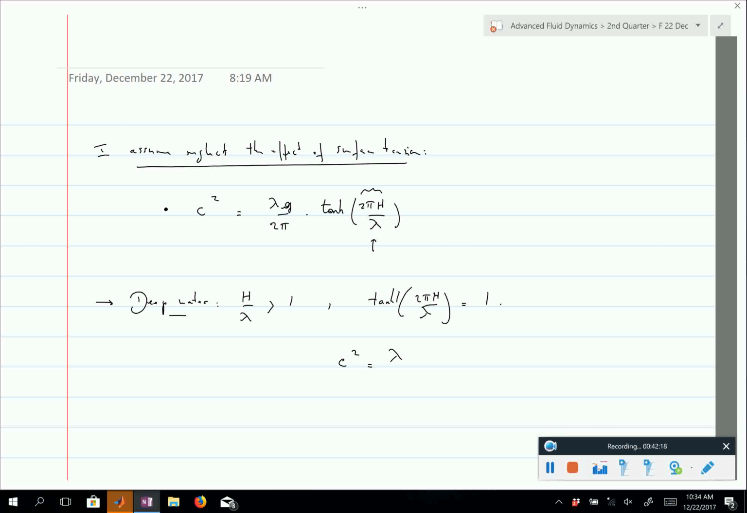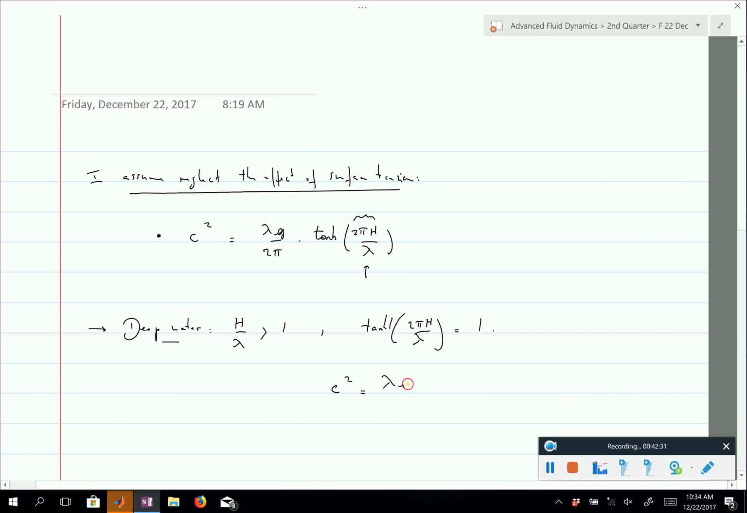Oh yes, this is becoming smaller wavelengths. That's fine. So for smaller wavelengths, actually I wanted to start with the other, well, that's fine. Okay, let's start with that. This is okay. So then this is equal to lambda g divided by 2 pi. Right?